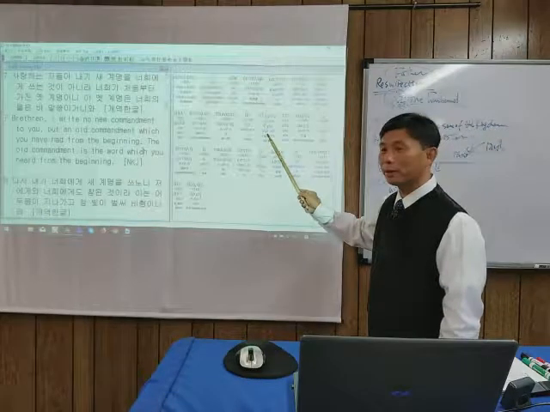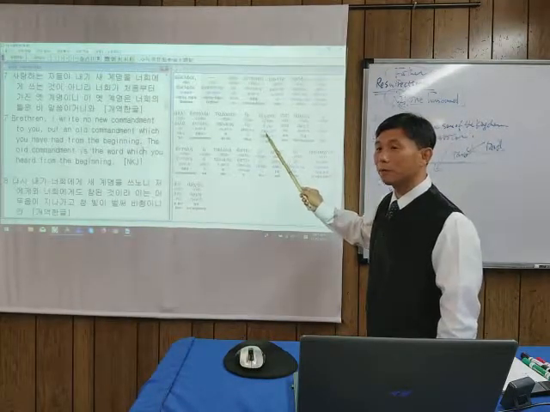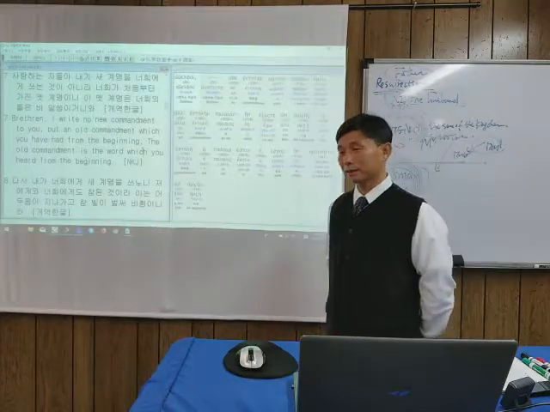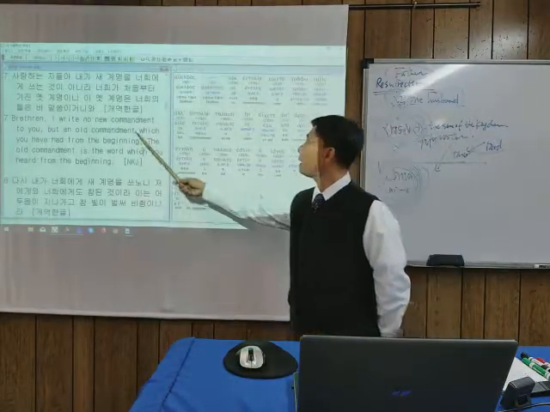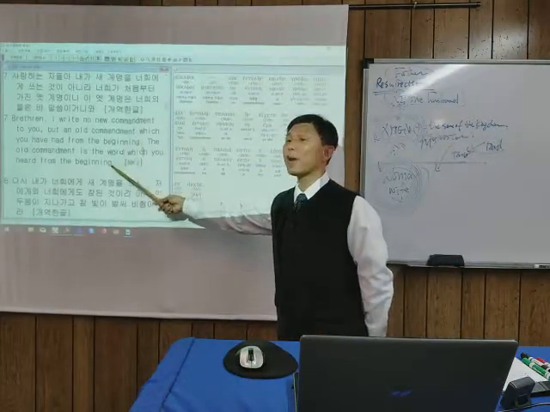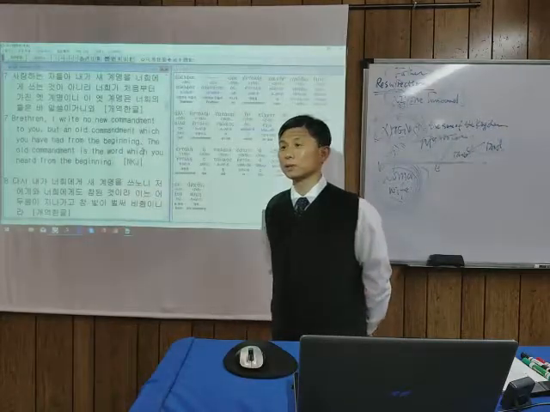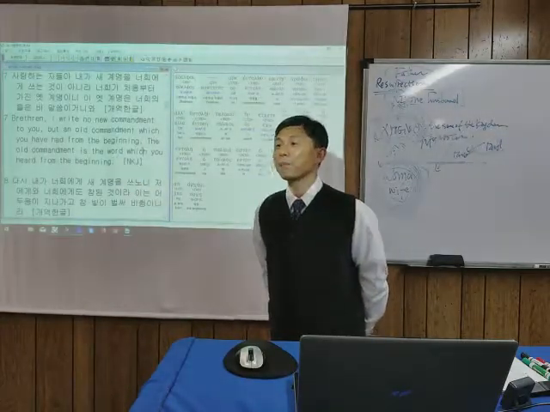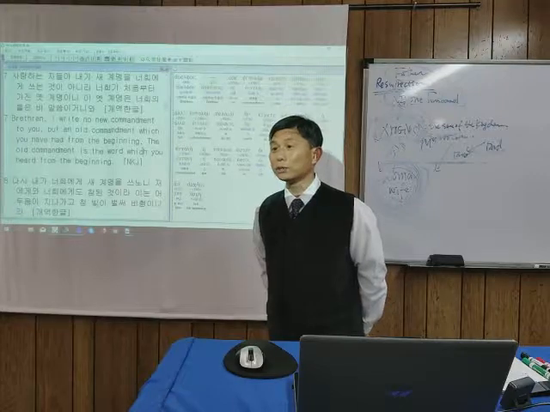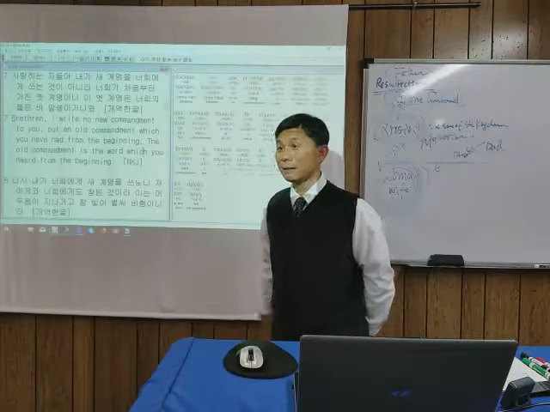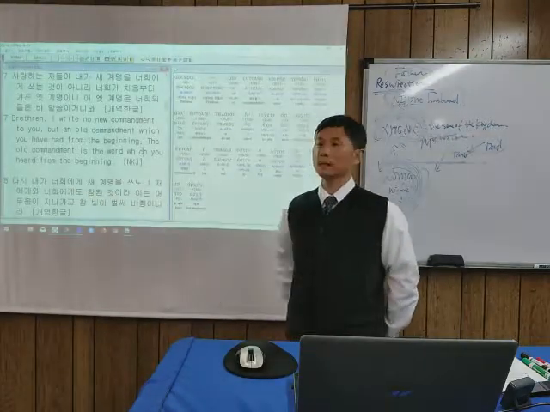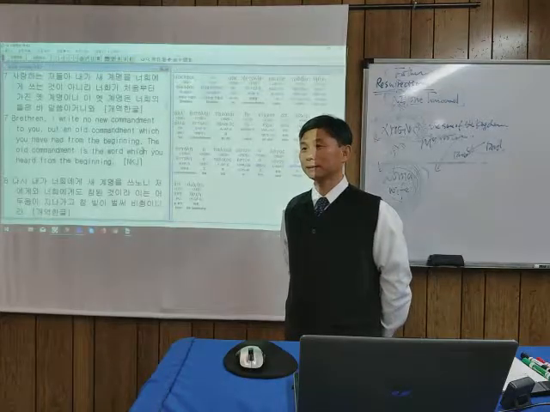V-I-I-A. We already learned that. Verb indicative what? Imperfect. So commandment is imperfect. You have it as what? Logos. But that imperfect becomes perfect when you hear the what? Rhema. From the logos to rhema, you have a full understanding.